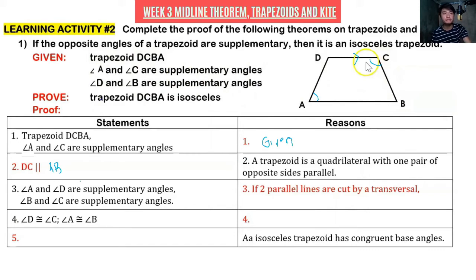So, number 3, angle A and angle D are supplementary angles. Angle B and angle C are supplementary angles. So dito, may clue. If two parallel lines are cut by a transversal. So ano ba yung transversal? Dun sa ating grade 8, tinuro yan. So parallel lines, for example, kinat daw ng transversal. So dito, sample, extend lang natin siya.